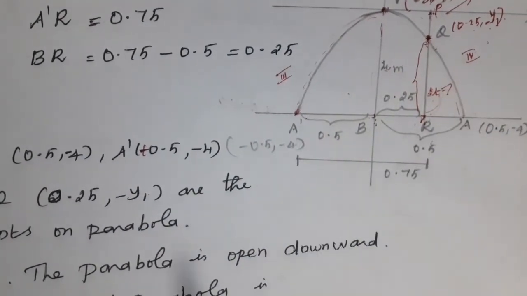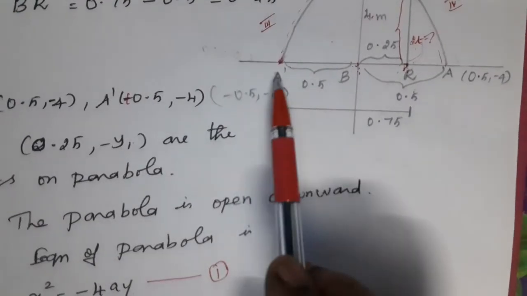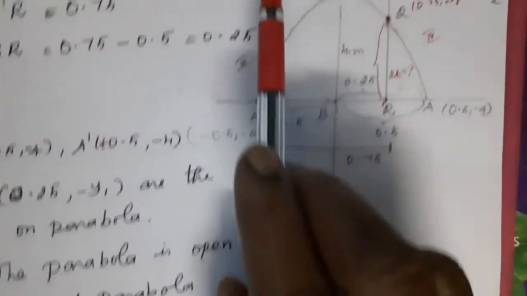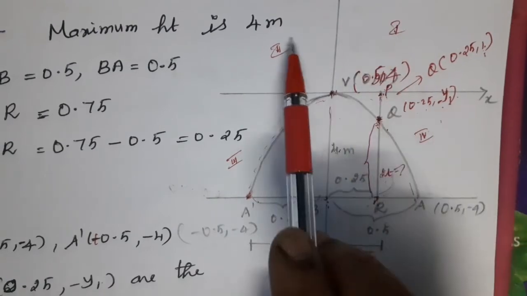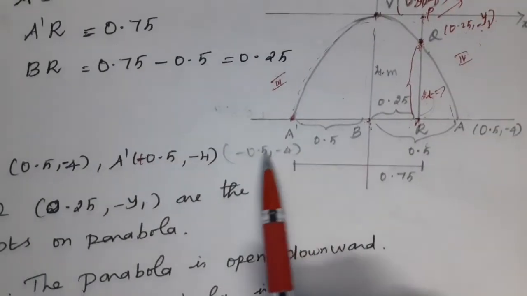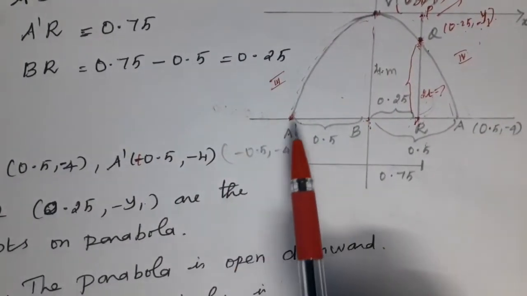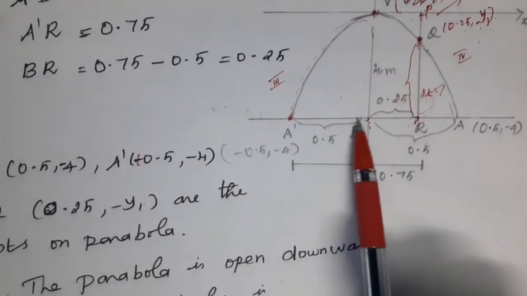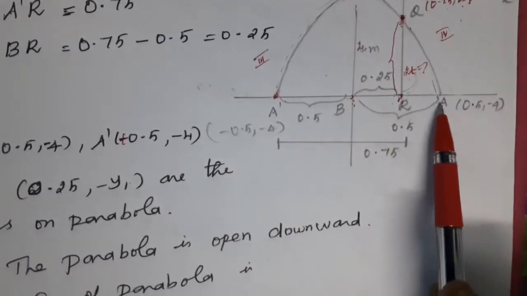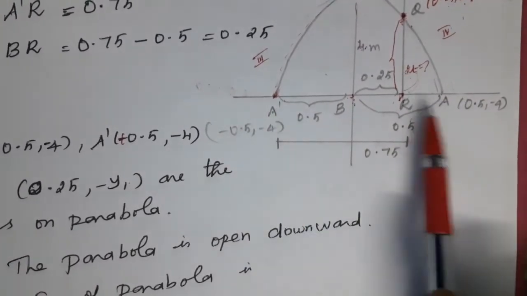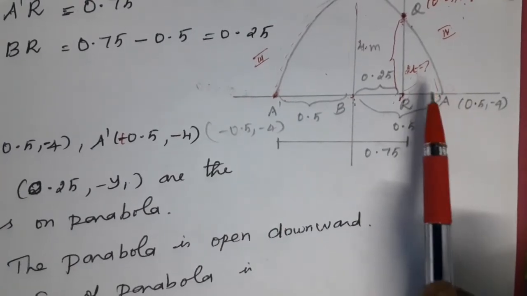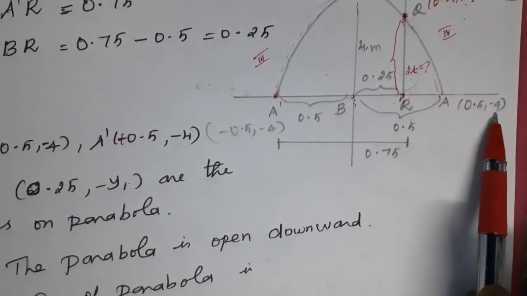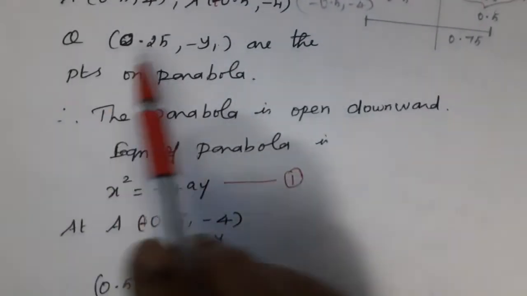Remember this diagram. So what are the coordinates of A? I already told you: the first quadrant, the parabolic path downward, first quadrant, second quadrant, third quadrant, fourth quadrant. In the third quadrant all are negative. So what is the quadrant? The A point is minus 0.5, and the maximum, which we took as minus 4. Here A dash is the negative side, and this is positive. In the third and fourth quadrants the x-axis is positive. A is 0.5 comma minus 4, that's all. So A, A dash and Q.